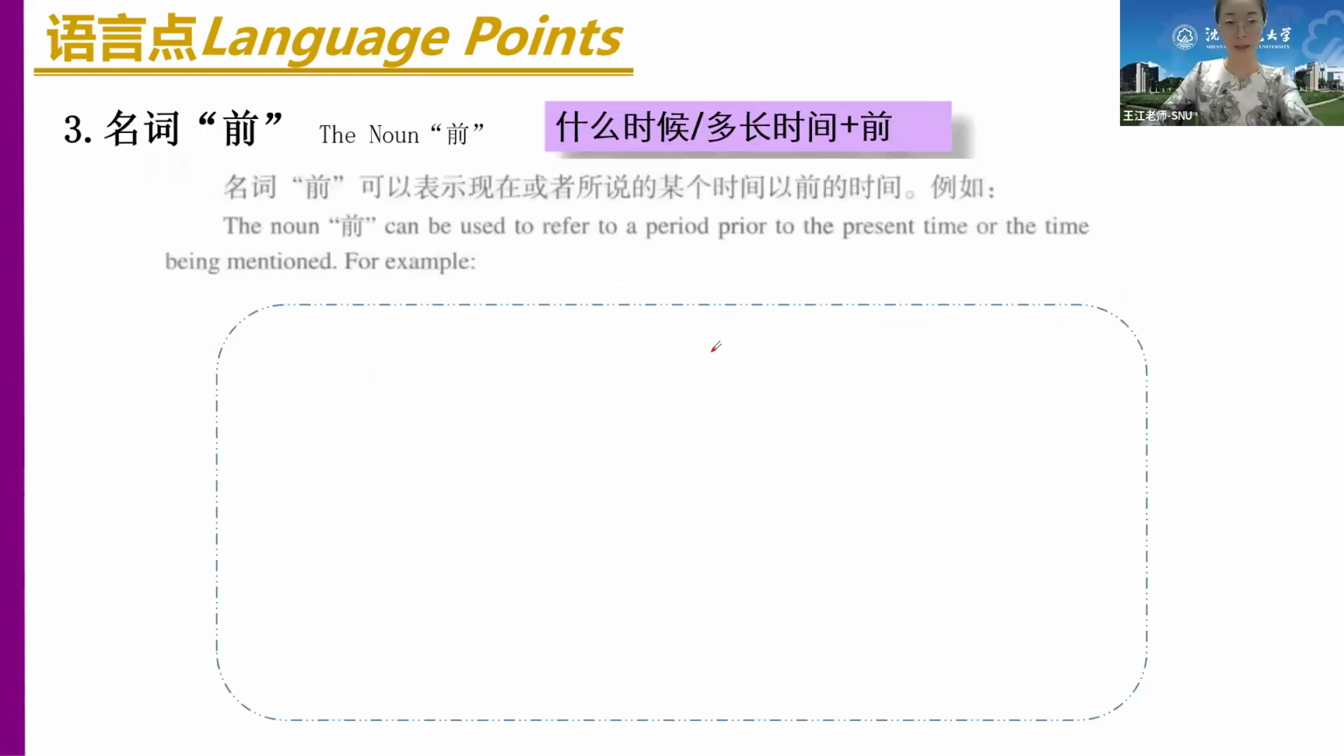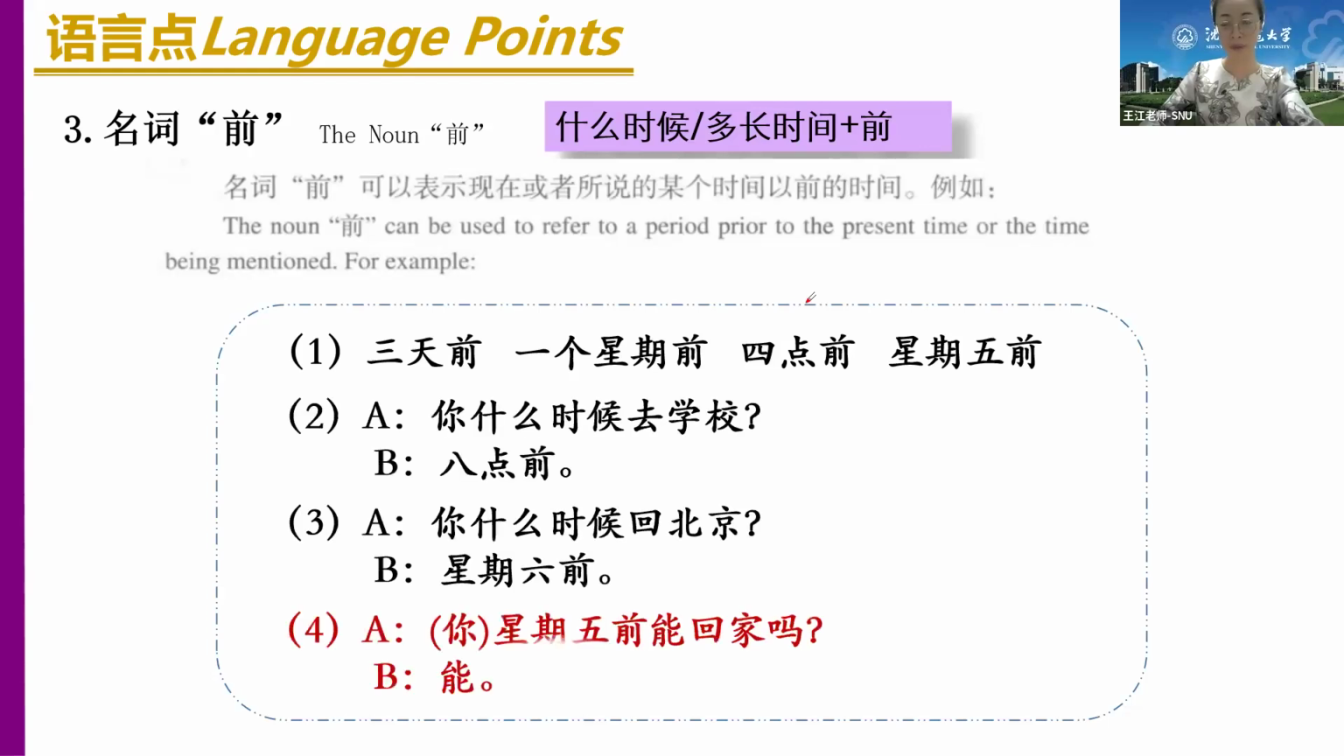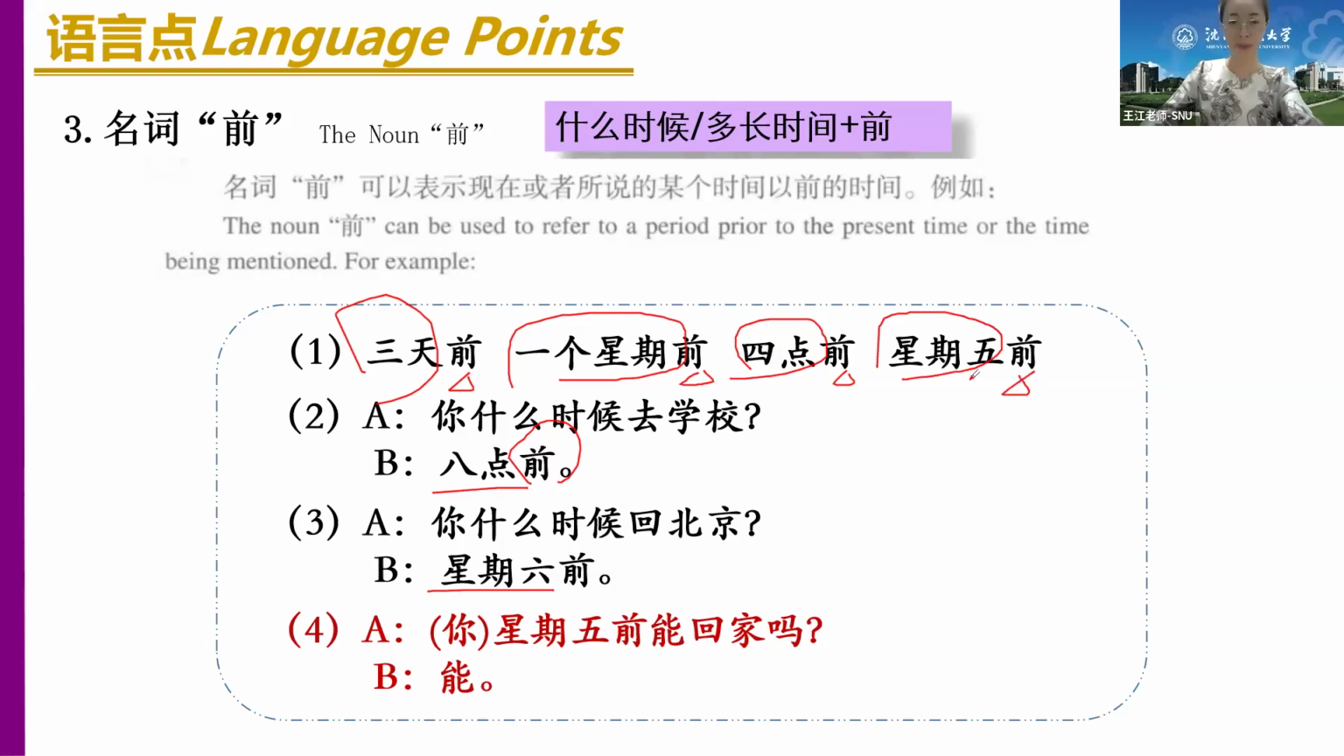Okay. And let's look at the noun 前. 前 can be used to refer to a period prior to the present time, or the time being mentioned. 前 is used before a time word, or behind the time word. It means before that time, or that time ago. For example, 3天前, it means 3 days ago. 1个星期前, 1 week ago. 4点前, it means before 4 o'clock. 星期五前, before Friday. Okay? So 前 is used behind the time word.